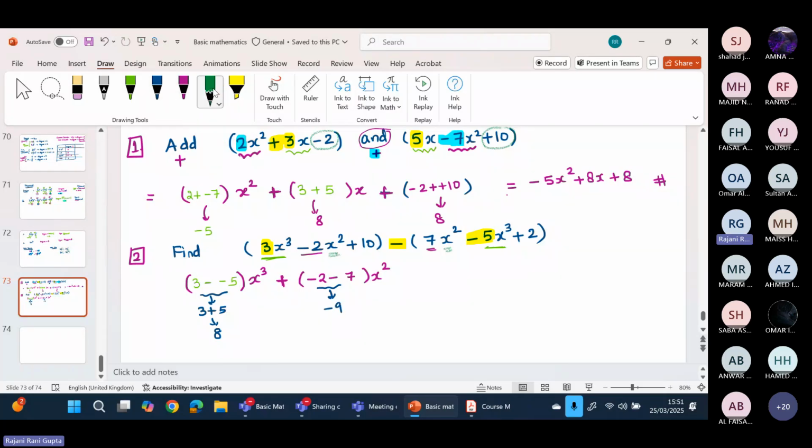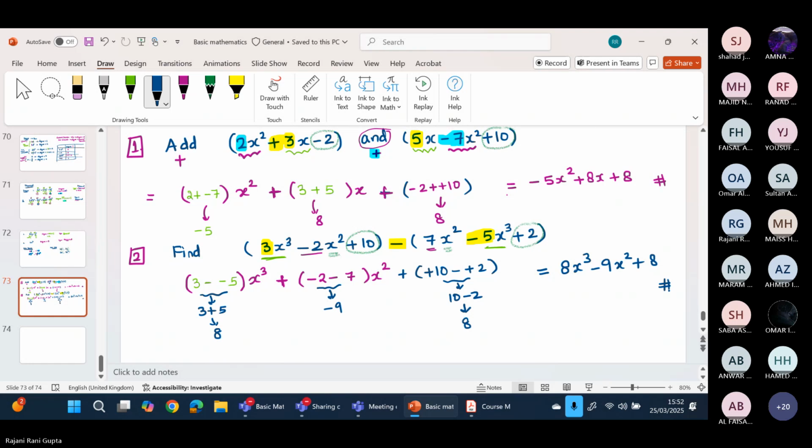Now what is left? Only the numbers: plus 10 minus plus 2. So this is nothing but 10 minus 2. How much is 10 minus 2? 8. So your final answer will be 8x power 3 minus, because plus minus gives you minus, 9x power 2 plus 8. Clear?